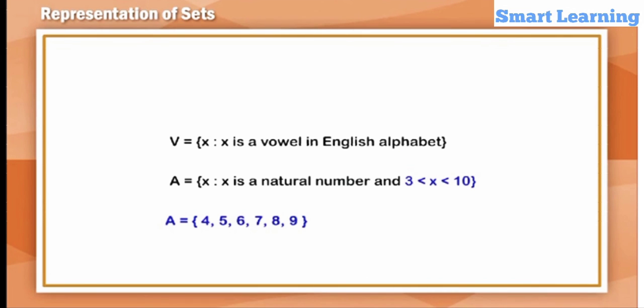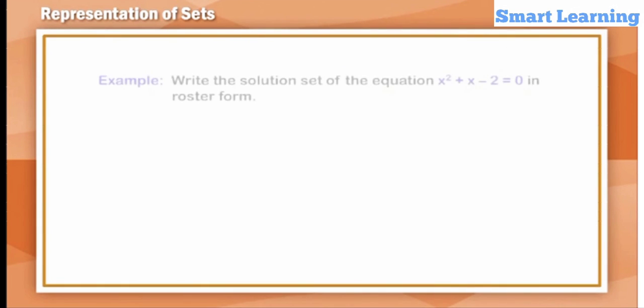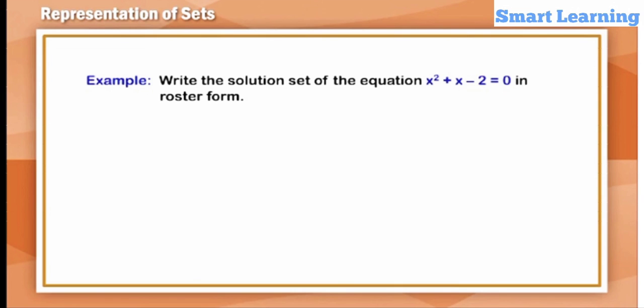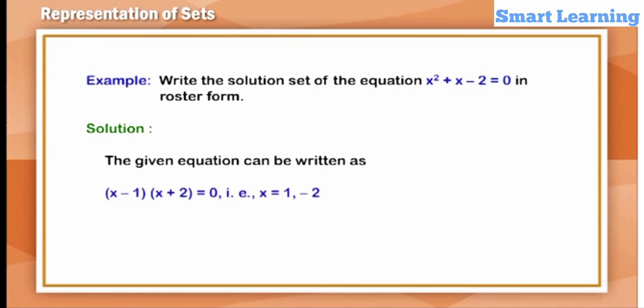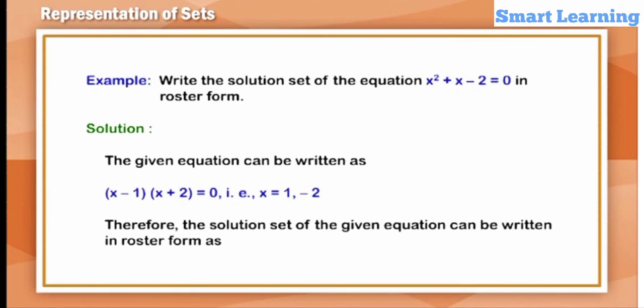Now let us take some more examples. Example. Write the solution set of the equation x² + x − 2 = 0 in roster form. Solution. The given equation can be written as (x − 1)(x + 2) = 0. That is, x = 1, −2. Therefore, the solution set of the given equation can be written in roster form as {1, −2}.